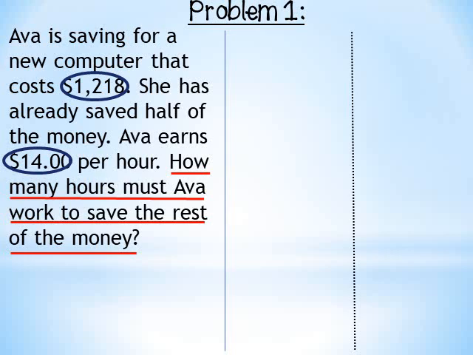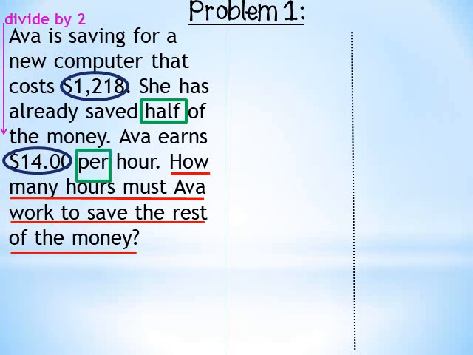So before we do that, we have to figure out actually how much money is considered the rest of the money. So let's go ahead and box in all of our keywords. The first keyword is the word half. When you think of half, you think of a fraction, but it's also a keyword for division. Half means divide by 2.